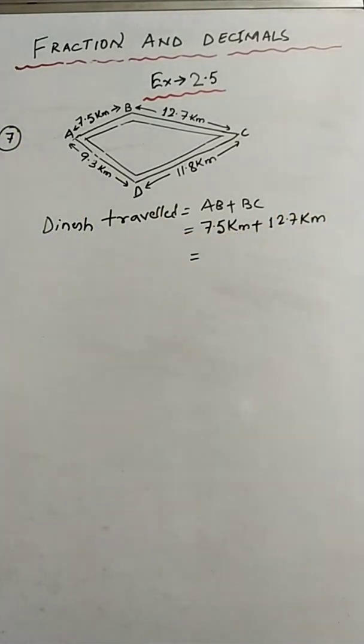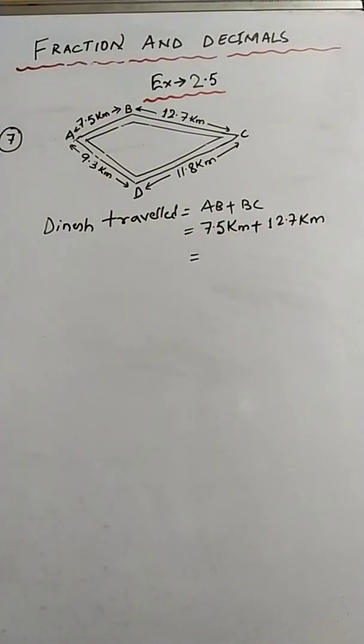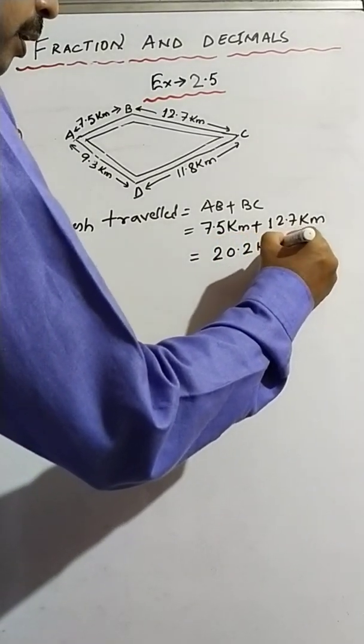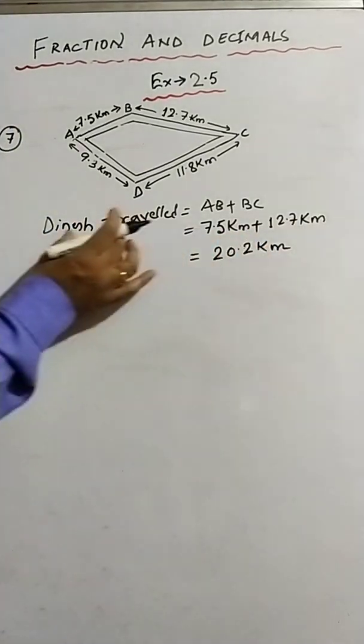Now we have to add these numbers. Fine. We have to add this. This is very, very easy. So 7.5 plus 12.7 is 20.2 kilometers. 20.2 kilometers. So this is the total distance traveled by Dinesh.